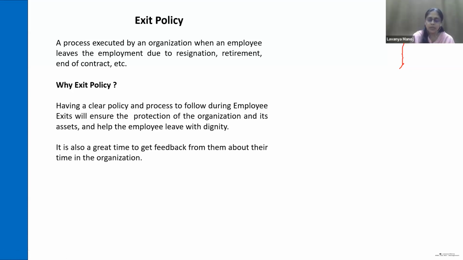So why is the employee quitting the organization? What is the reason? So that they can make requirement changes in the organization, change the policy or change something else.